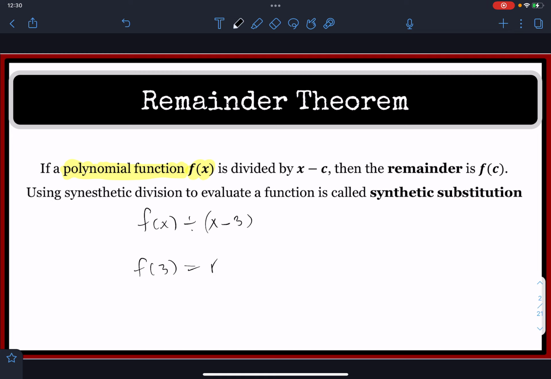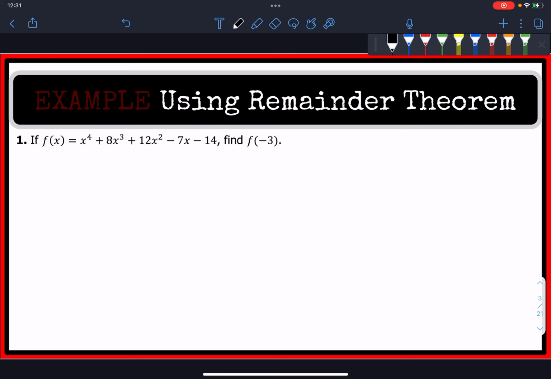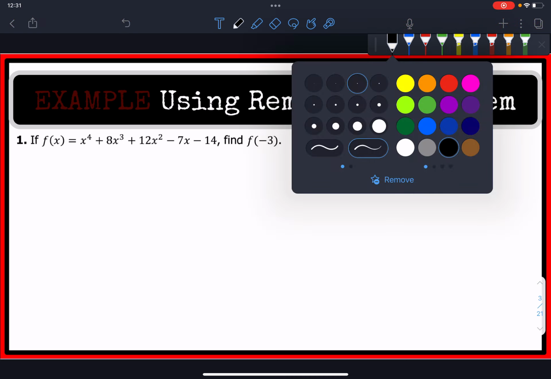And the technique that we use, instead of using long division, is synthetic division to evaluate the function, which is referred to as synthetic substitution. So let's look at an example of this. Let's say we have this function here, and I want to evaluate the function f of negative 3. So to evaluate f of negative 3, I'm trying to evaluate the function at negative 3.